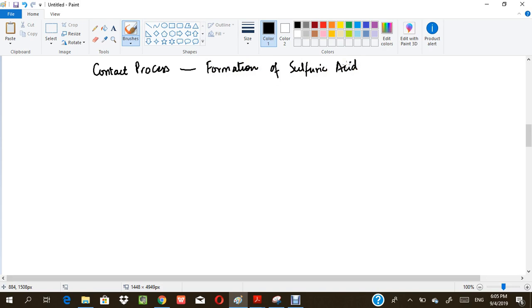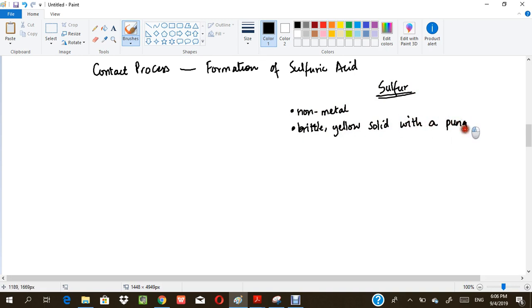Now before we talk about the contact process, let's talk a bit about the element sulfur. Sulfur is basically a non-metal. It is a brittle yellow solid with a pungent smell. And we have two allotropes of sulfur.